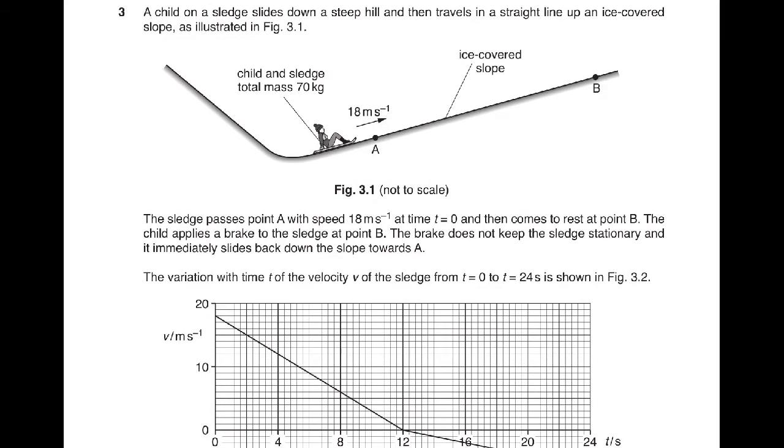The sledge passes point A with speed 18 meters per second at time t equals 0 and comes to rest at point B. The child applies a brake, but the brake does not keep the sledge stationary and it immediately slides back down the slope towards A. So what we've got is this child is starting at A at 0 seconds, sliding up the slope, reaching B, and then starting to slide back down again.